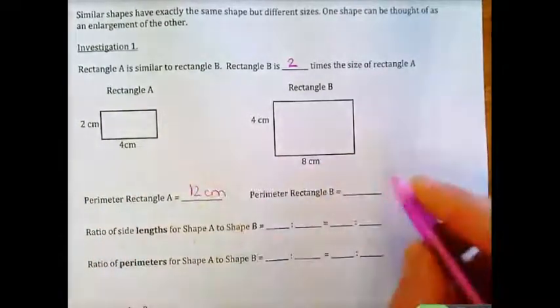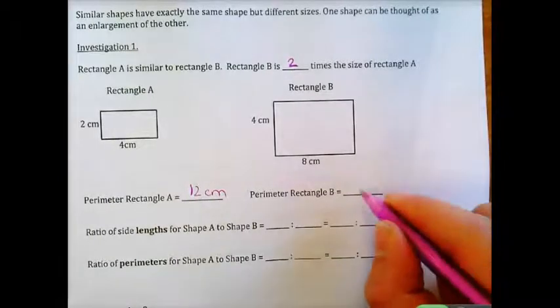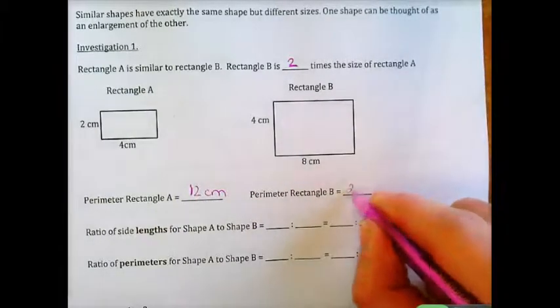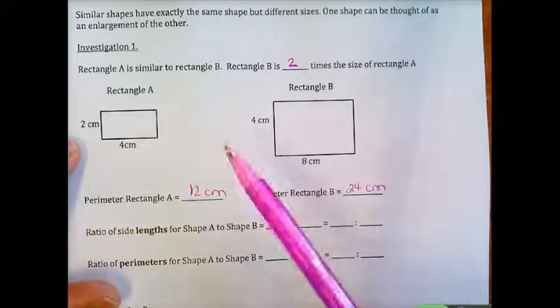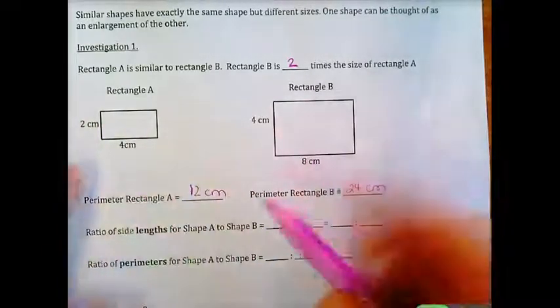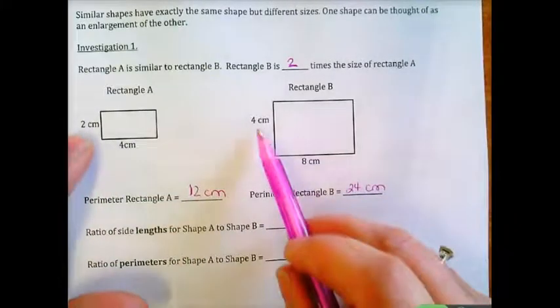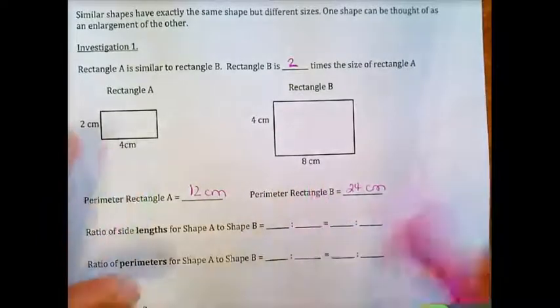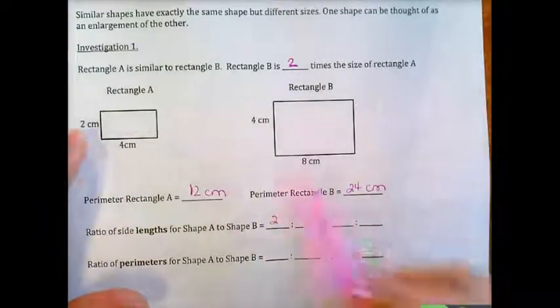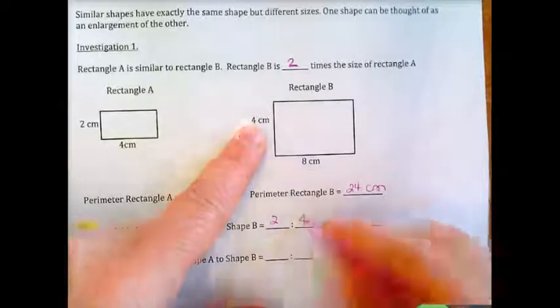And the perimeter of rectangle B? 24. So it's 8 plus 4 is 12, and another 12 makes 24 centimetres. Now, for the ratio of the side lengths of shape A to shape B, you can choose any two corresponding sides, like 2 and 4, or 4 and 8. I'm going to choose the smaller sides. Well, it's 2 is to 4.